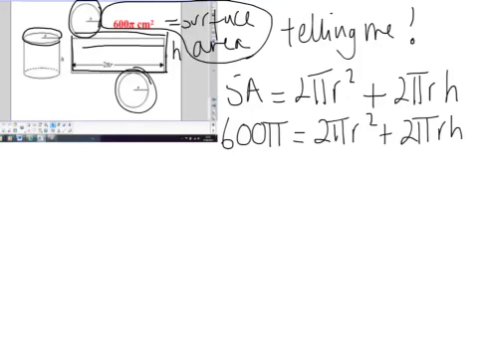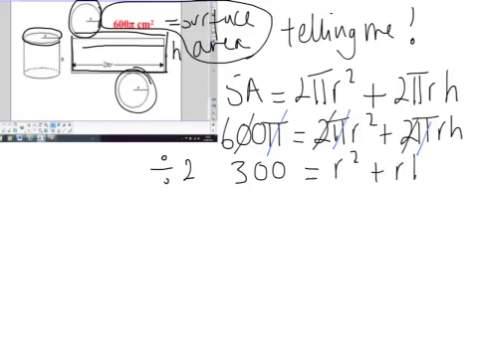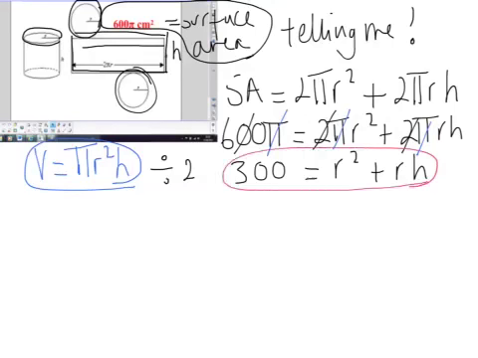Okay, there's a pi in everything, so I'm going to get rid of the pi. What will that leave me with? And then I think I'm going to divide everything through by 2. So I'm going to be left with 300 equals, let's divide that by 2, r squared, divide that by 2, plus rh. Okay, I'm going to bring back my volume equation from before. My volume equation was V equals pi r squared h. So that's my volume equation, and I've got this one as my surface area equation.